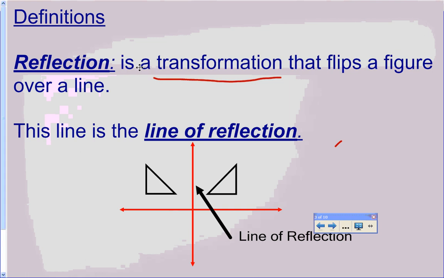The next lesson, we're going to be doing a rotation, where you're going to move an object. And then we're going to do dilations, where we're going to change the size of an object. These are all different types of transformations.